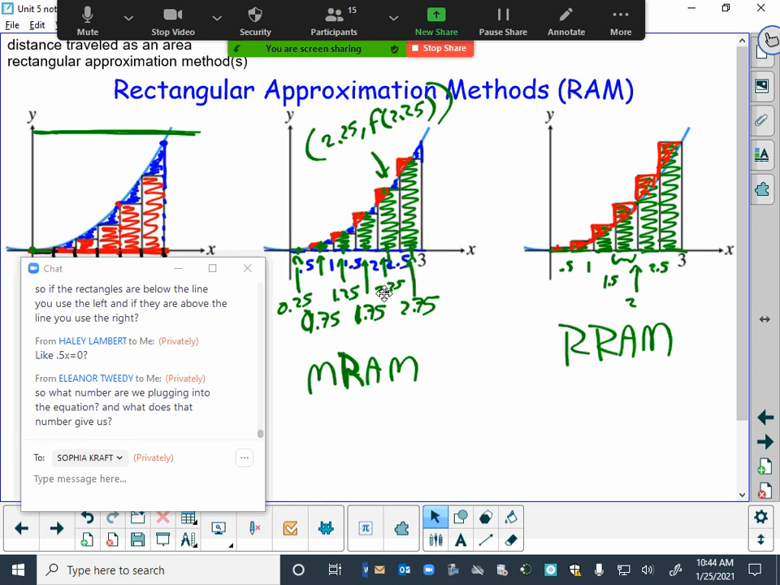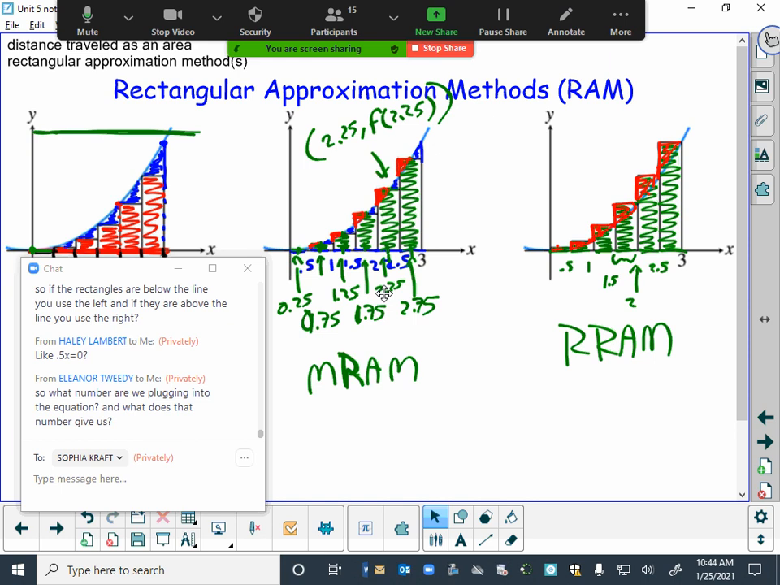Okay? All right, so the question is, what number are we plugging into the equation, and what does that number give us? This is all about finding areas of rectangles. If you want to find the area of a rectangle, you need a base and a height. The base is determined when they tell you we want this in the first 3 hours, to use our example from before. And then we decide, well, how many rectangles do I want to make? In this case, they decided to make 6 rectangles. It's kind of an arbitrary decision.